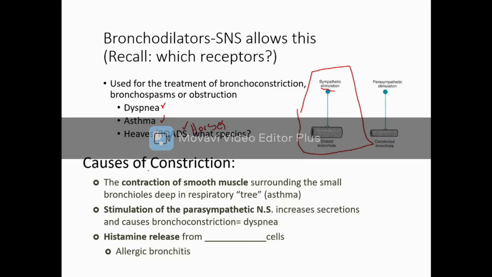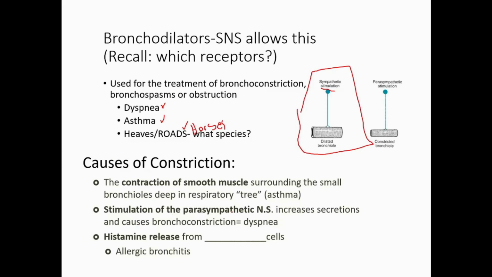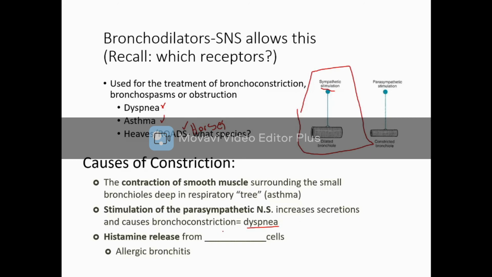Causes of constriction of the bronchioles. We can see contraction of the smooth muscle surrounding the small bronchioles deep in the respiratory tree, and that's what we see with asthma. We can see stimulation of the parasympathetic nervous system, which increases secretions and causes bronchoconstriction, and that causes dyspnea. And histamine release from mast cells causes allergic bronchitis.